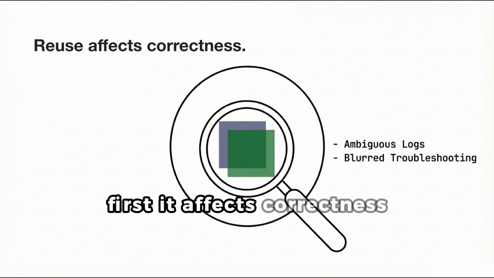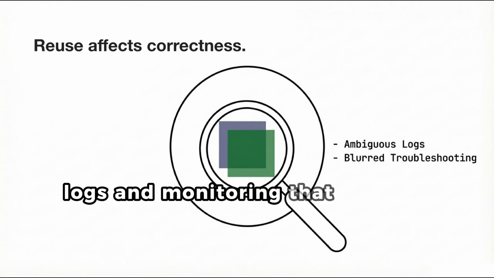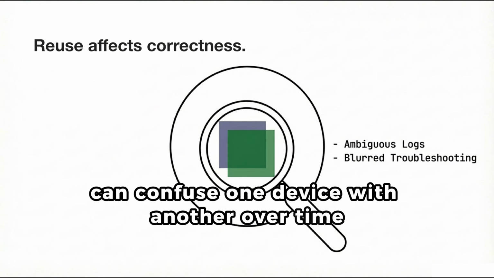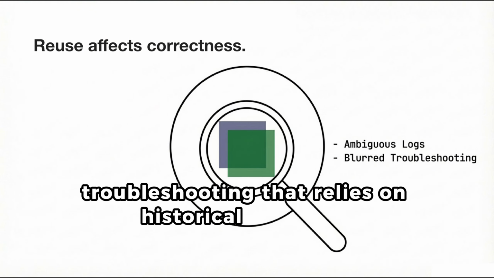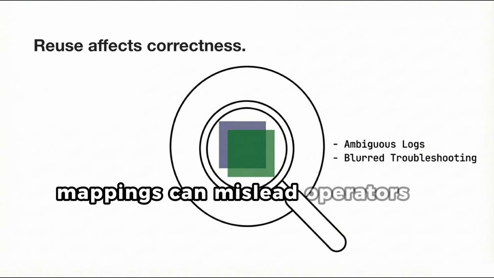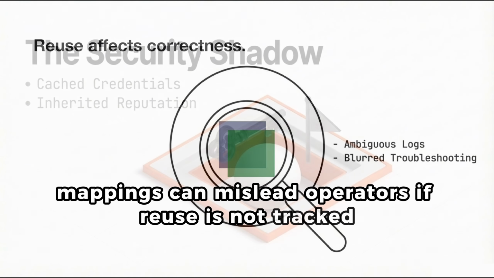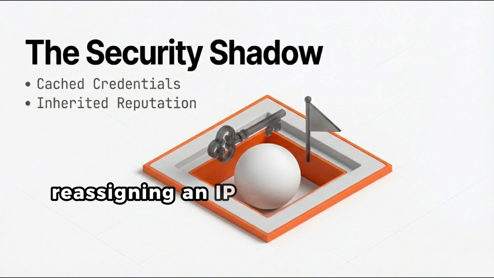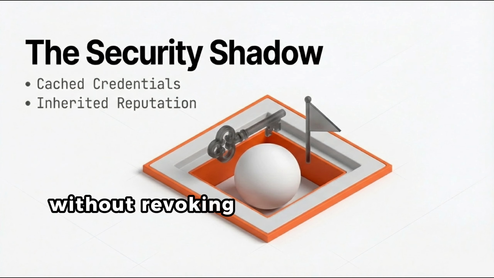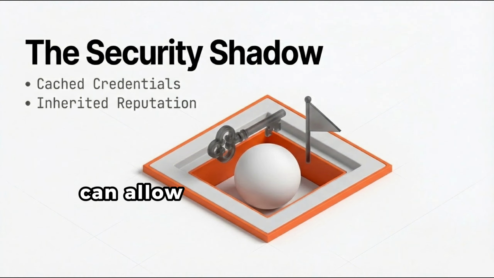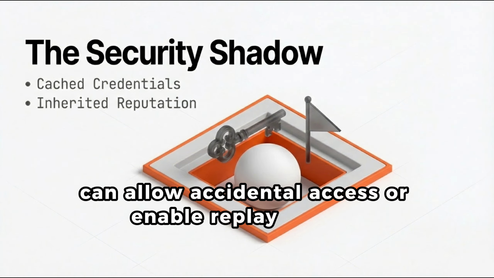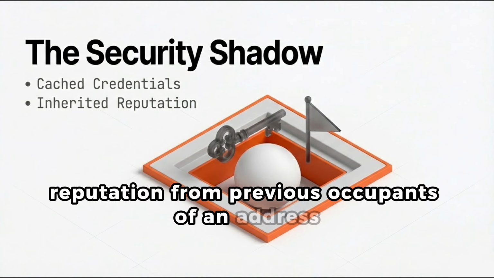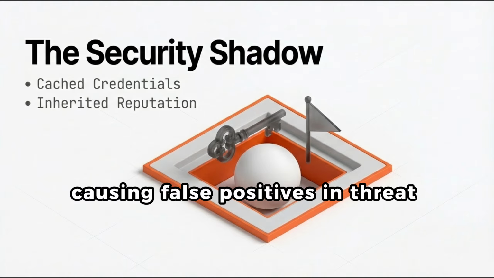Why does address reuse matter? First, it affects correctness. Logs and monitoring that identify actors by IP can confuse one device with another over time. Troubleshooting that relies on historical IP-to-host mappings can mislead operators if reuse is not tracked. Second, reuse impacts security. Reassigning an IP to a new tenant or user without revoking cached credentials or sessions can allow accidental access or enable replay attacks.